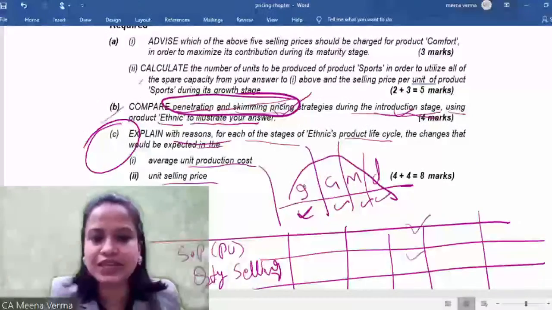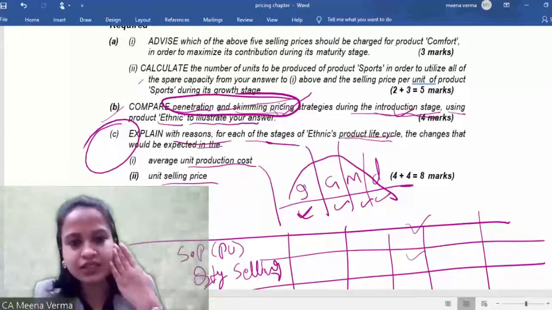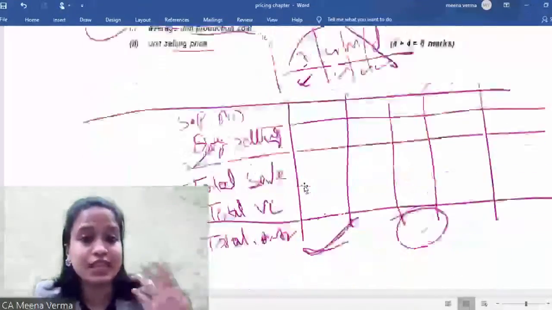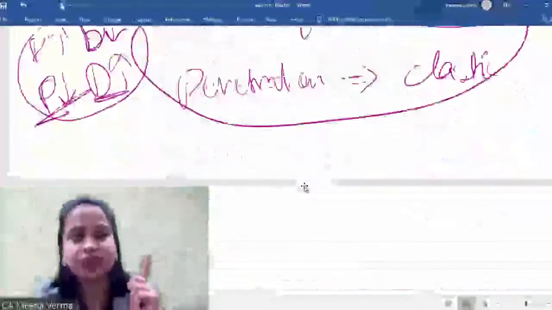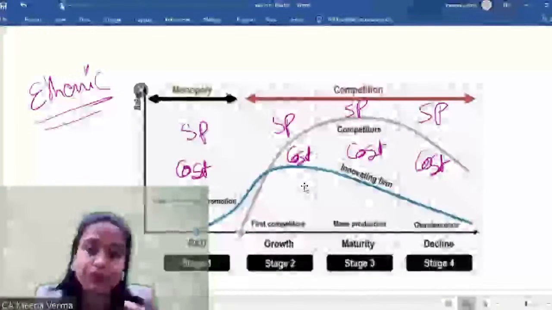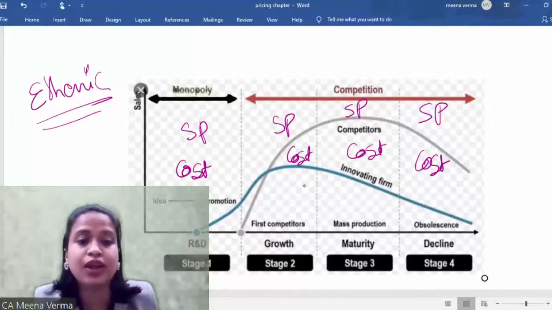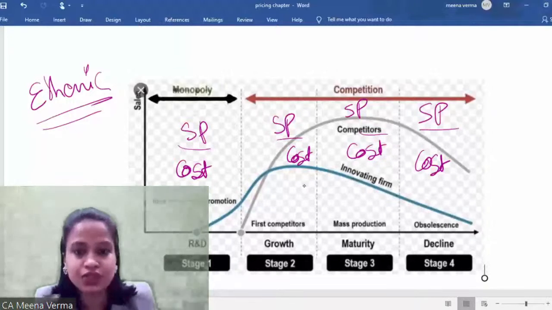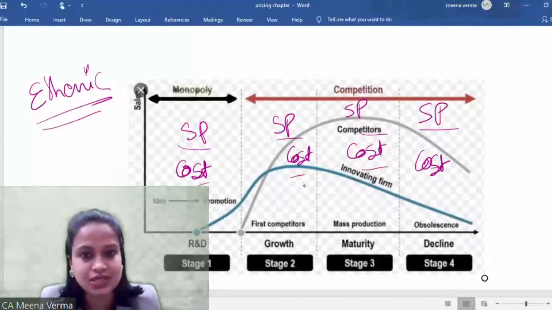Explain with reason for each stage, meaning the four stages of the product life cycle, the changes that would be expected. You can see the selling price is not the same everywhere. Even for the same product in different stages the selling price may vary. See how good it is to notice that the selling price for the same product may vary with time, with the stage in which your product is. Selling price and cost may vary.